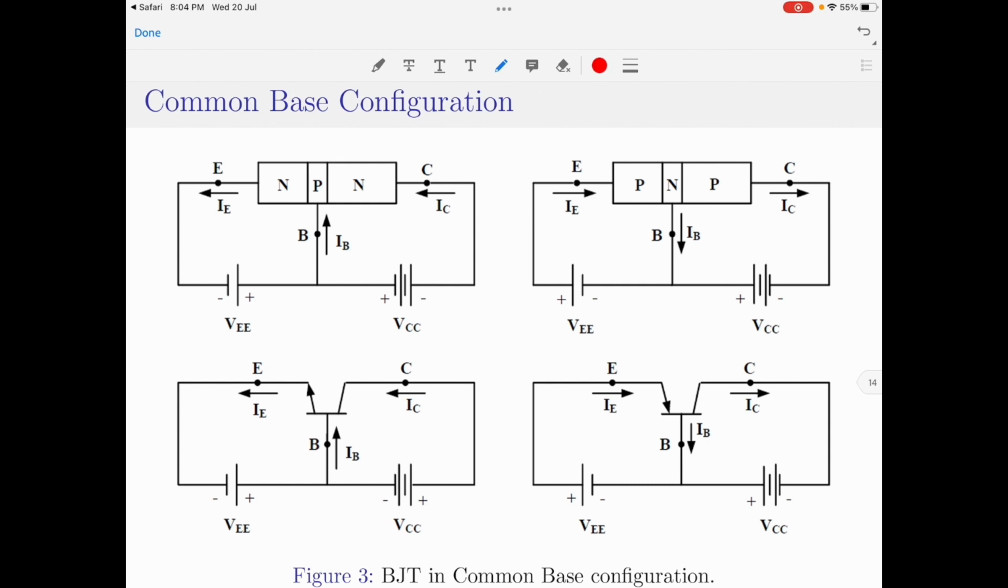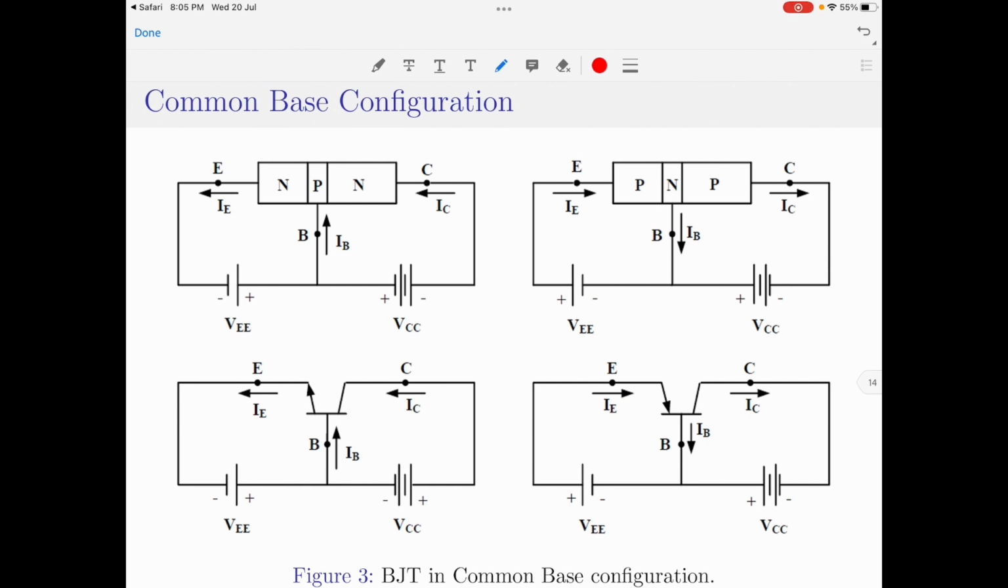You must note that the only difference between NPN and PNP when connected to voltage sources is simply the polarity difference. That is, all the positive voltages in the NPN transistor will become negative voltages in the PNP, and all the negative voltages in the NPN transistor will become positive voltages. The same applies for the currents as well.